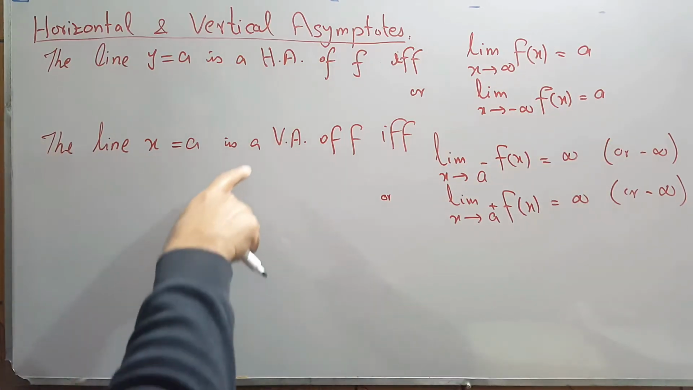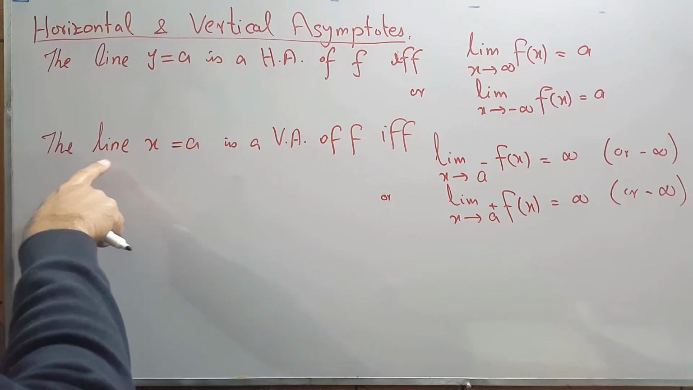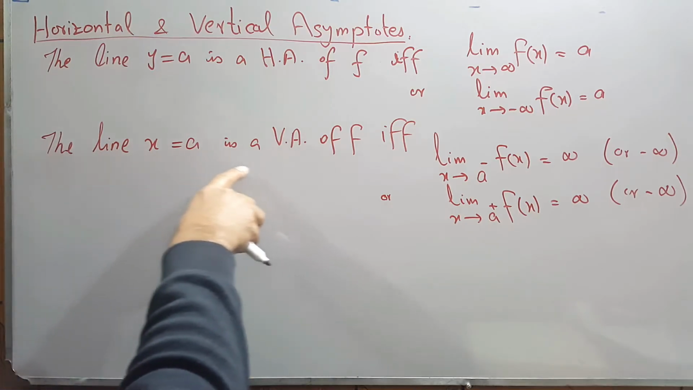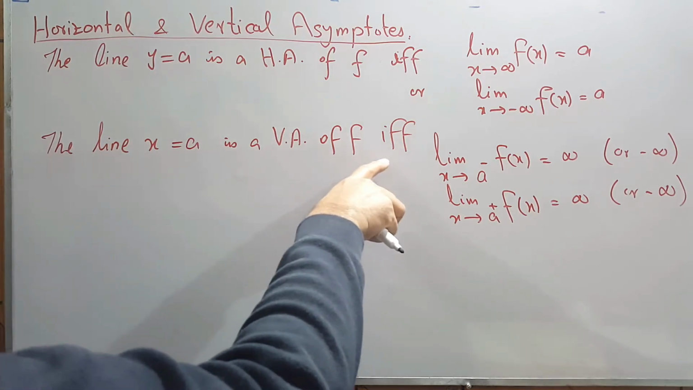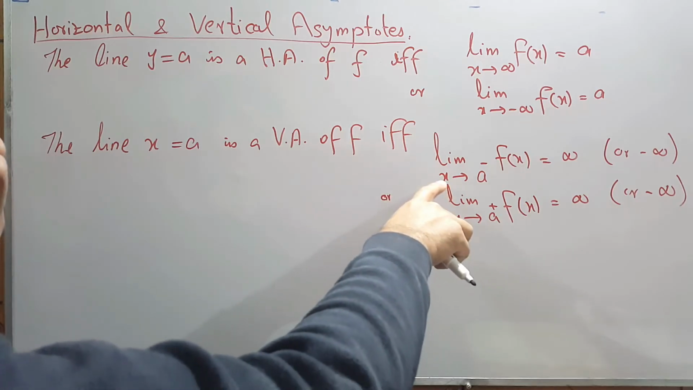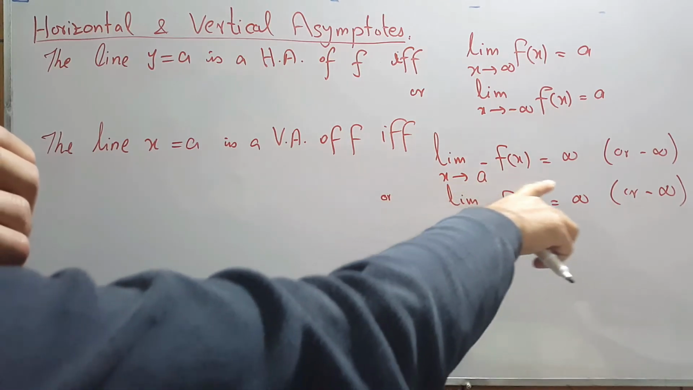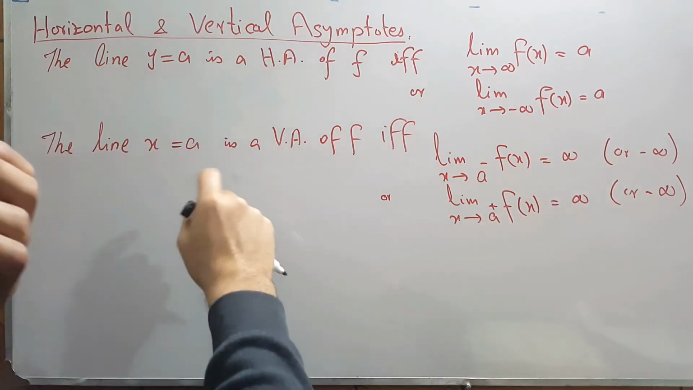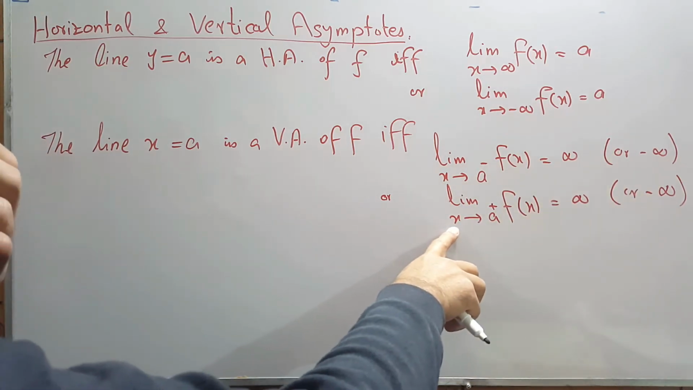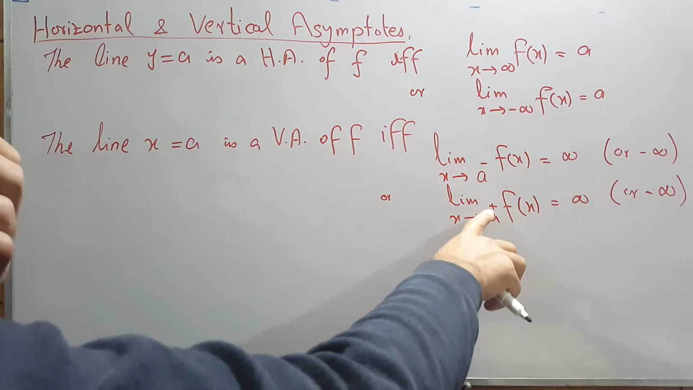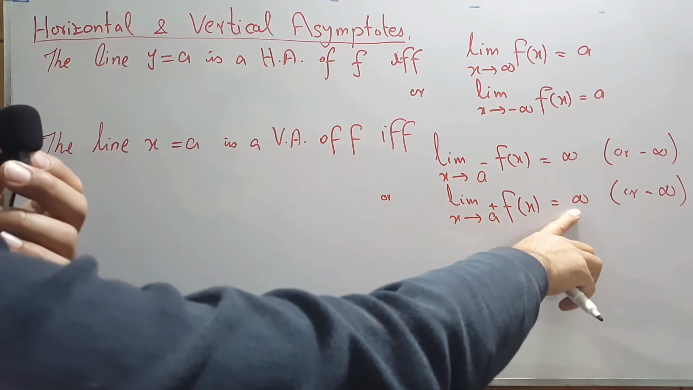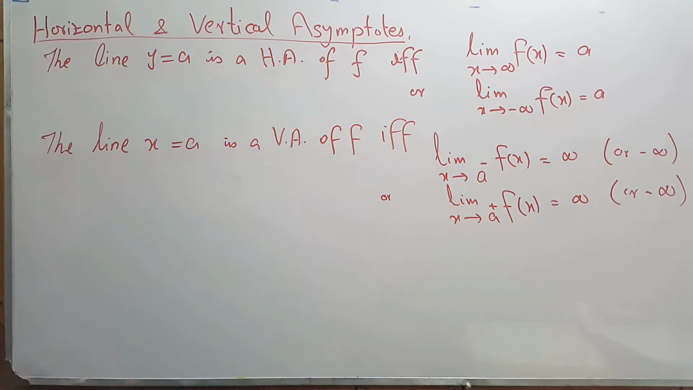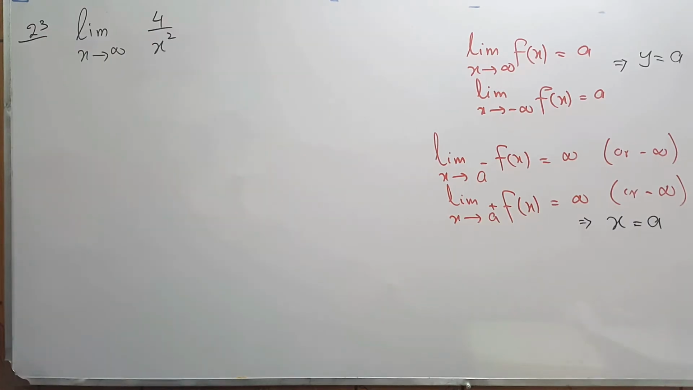And similarly, a vertical asymptote is a line x equals a of the function f if and only if you approach a from the negative side, it gives you positive infinity or negative infinity, or if you go to a from the positive side, this gives you positive infinity or negative infinity. So let's apply this to different problems and find out.